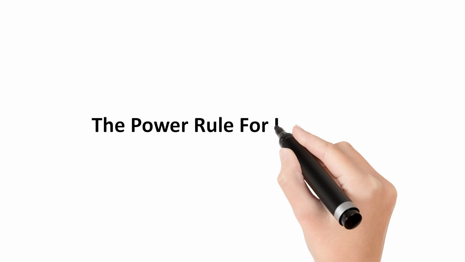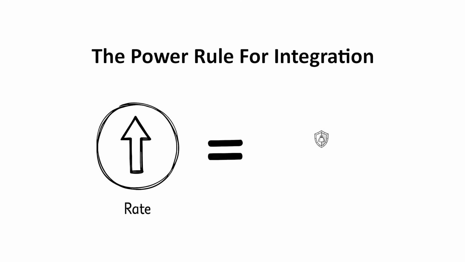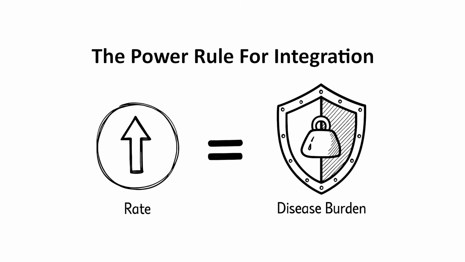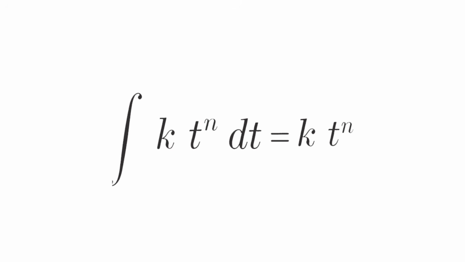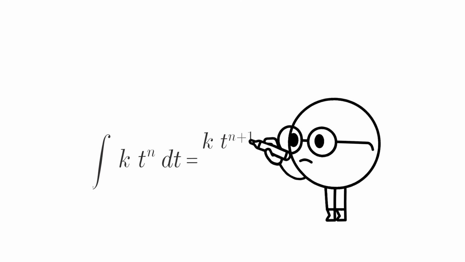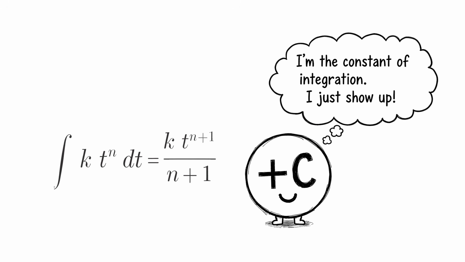Enter the power rule for integration. Calculus's answer to the question, how much disease burden are we really dealing with? The integration version of the power rule is surprisingly elegant. Just add 1 to the exponent, then divide by the new exponent, n plus 1. Boom! You've accumulated change over time.